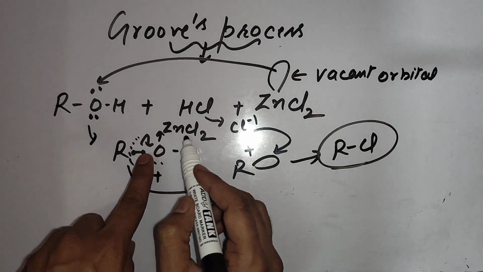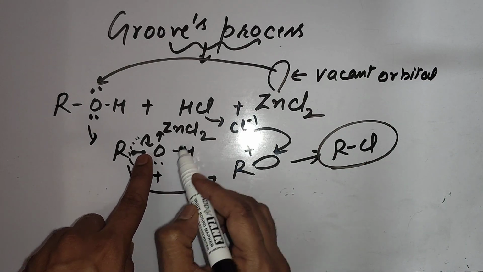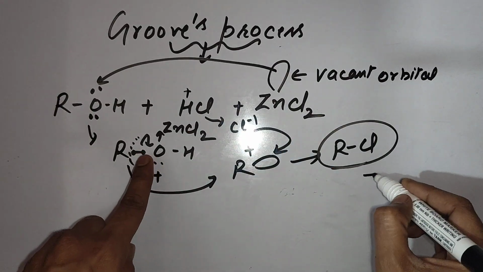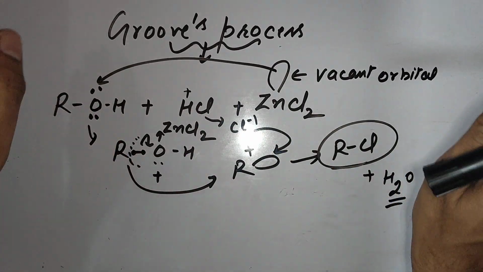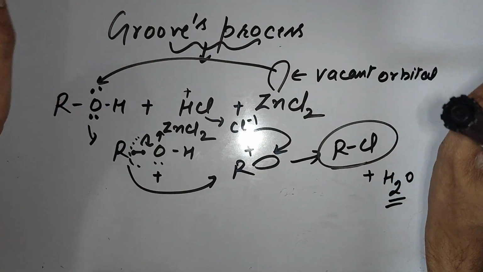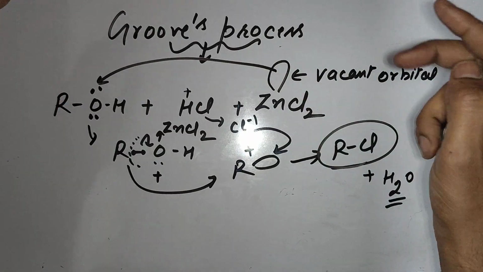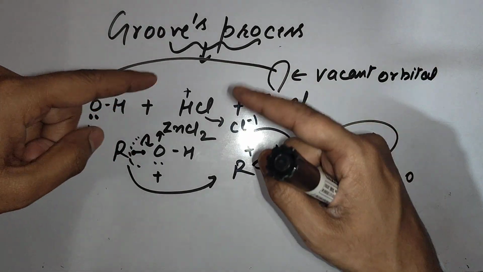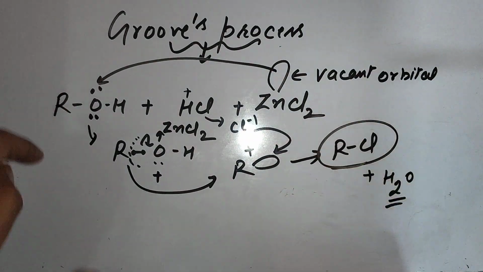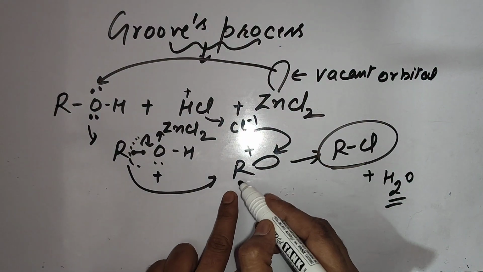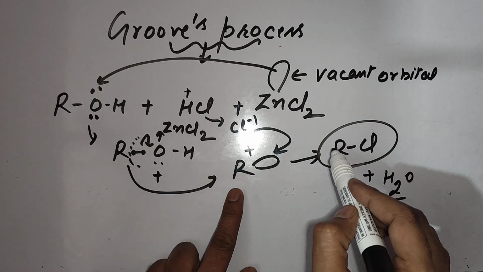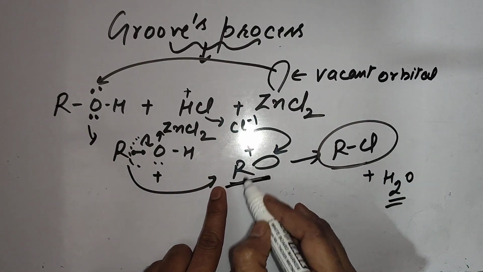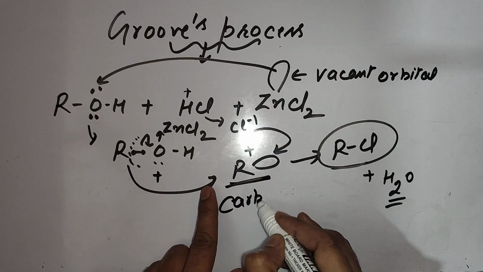Finally, OH will break bond from Zn and this OH will be balanced by H positive. H positive and OH negative will combine to produce H2O. This was the mechanism we have explained well in previous video of Groove's process. Check there. Mechanism again I will not repeat. Means only the point here, alcohol is creating alkyl chloride through carbocation as an intermediate.